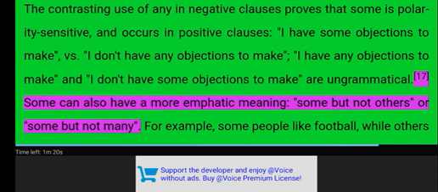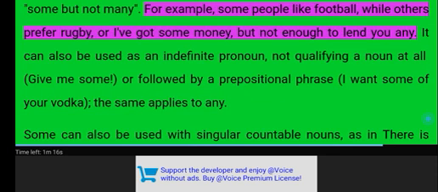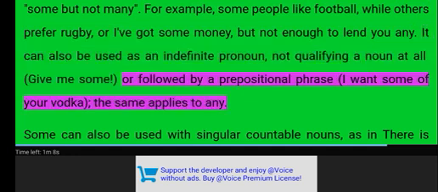17. "Some" can also have a more emphatic meaning, "some but not others" or "some but not many." For example, "some people like football, while others prefer rugby," or "I've got some money, but not enough to lend you any." It can also be used as an indefinite pronoun, not qualifying a noun at all: "give me some." Or followed by a prepositional phrase: "I want some of your vodka." The same applies to "any."